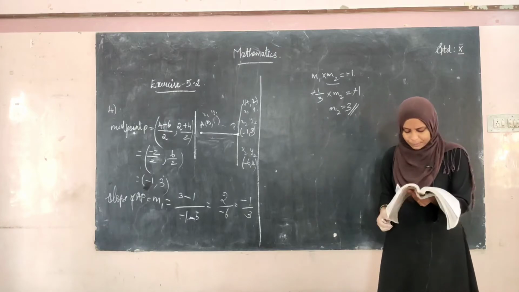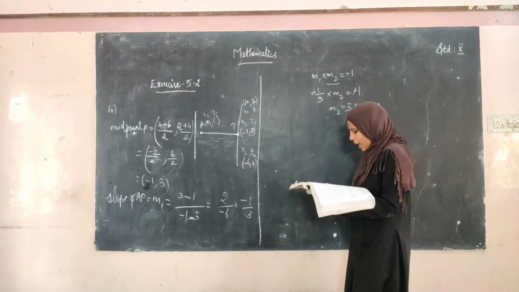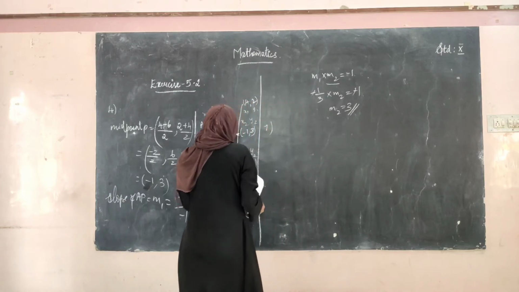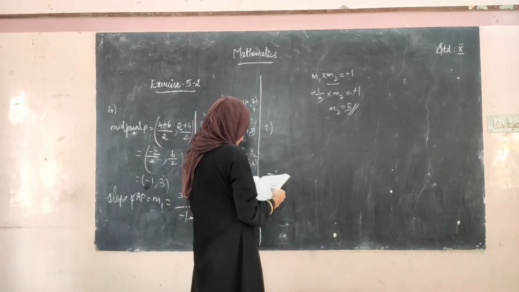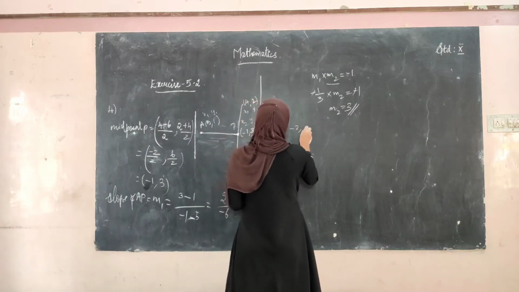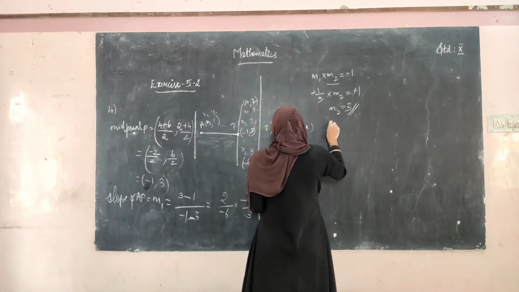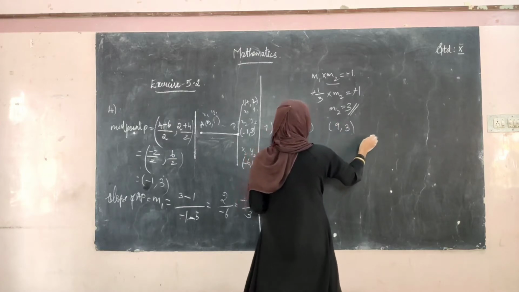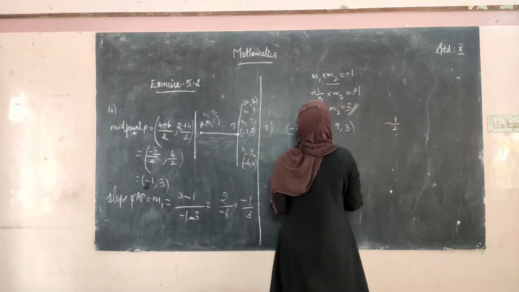See the seventh sum. The line through the points has slope. Find the value of A. So I will do this. Seventh sum: the line through the points -2, A and 9, 3 is having the slope as -1 divided by 2.